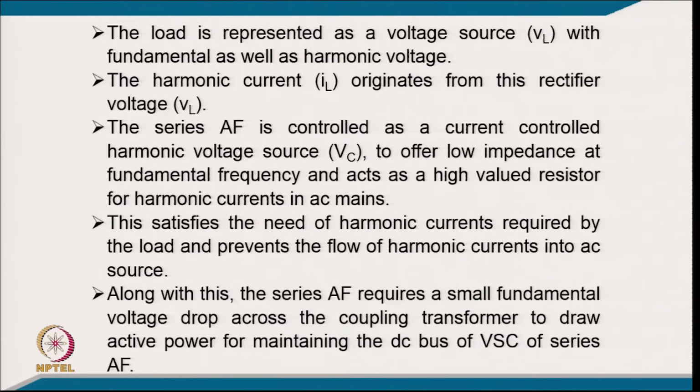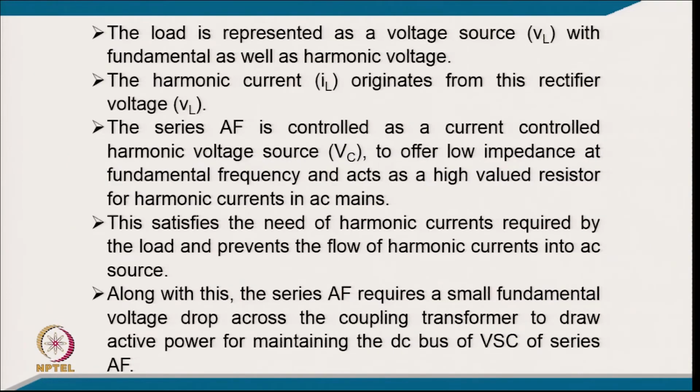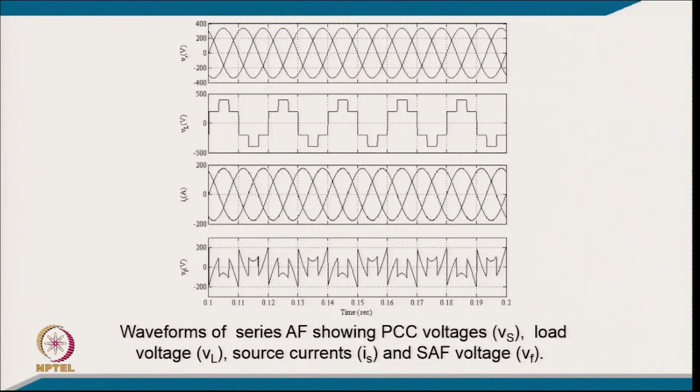And along with this, a series active power filter requires a small fundamental voltage drop across the coupling transformer to draw active power for maintaining the DC bus of the voltage source converter, which is normally realized with the help of control. So, this is a typical example. You have not given the circuit of it, no? You could have given the circuit anyhow.